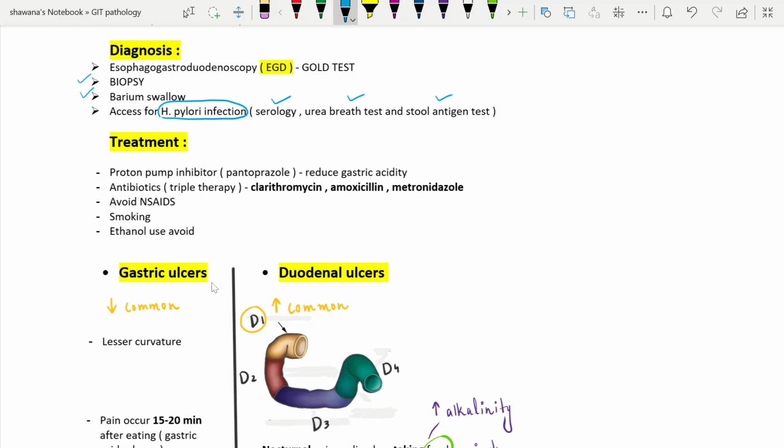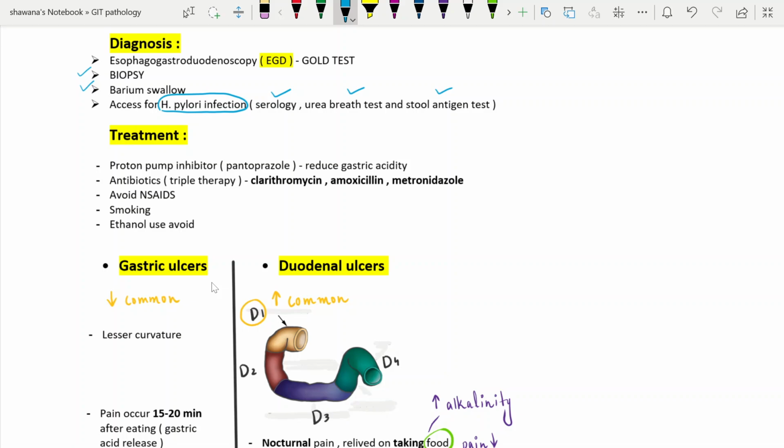Treatment of peptic ulcer disease is with proton pump inhibitors, as we have discussed in case of gastritis, like omeprazole and pantoprazole. They reduce the gastric acidity. In case of H. pylori infections, we can suggest patients some antibiotics, known as the triple therapy in case of PUD. Three kinds of antibiotics are used: first is clarithromycin, second is amoxicillin, and third is metronidazole. These three are used simultaneously for the treatment of peptic ulcer disease. That's why we call it triple therapy.